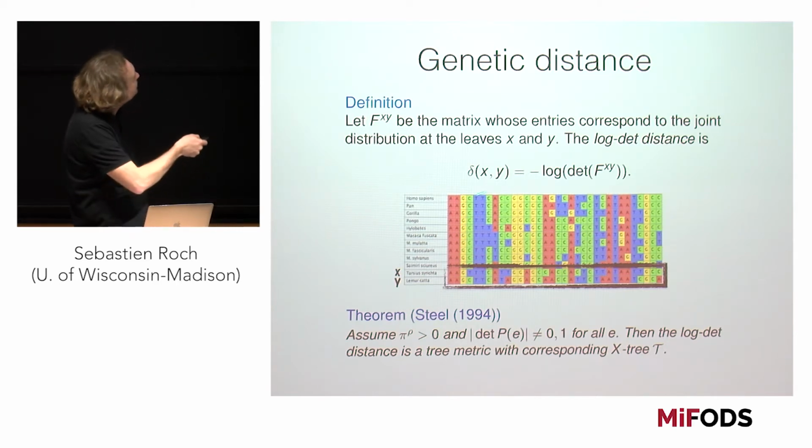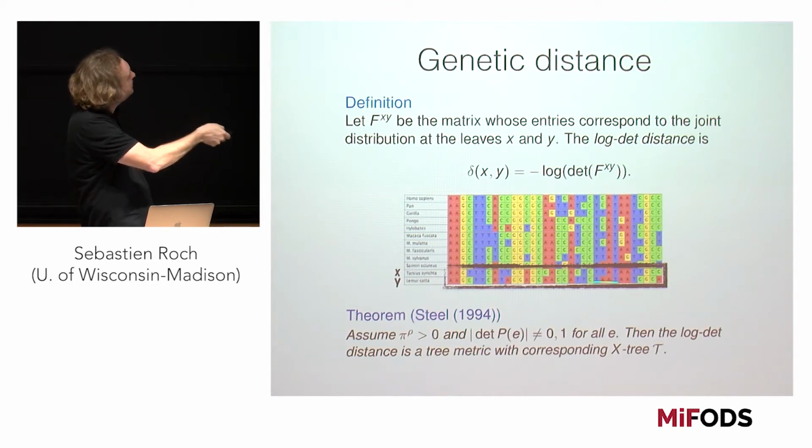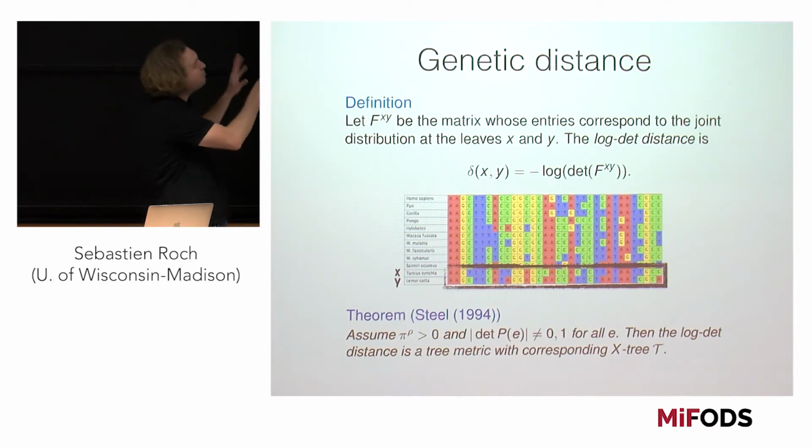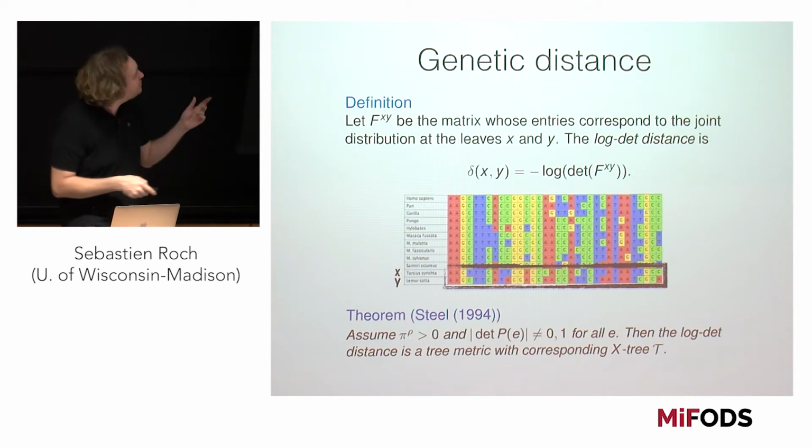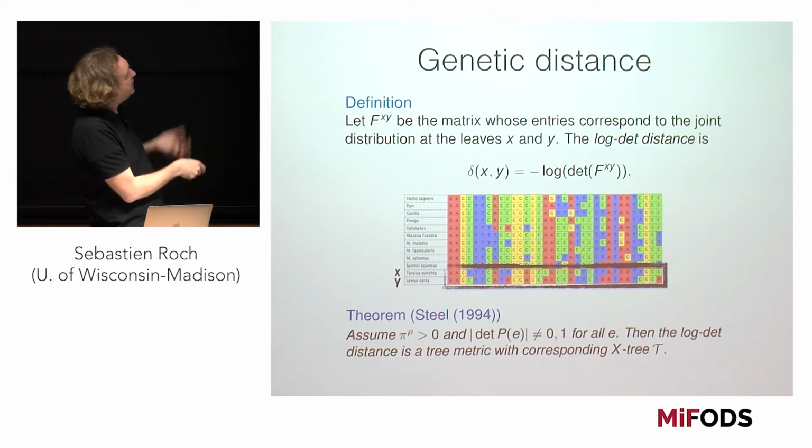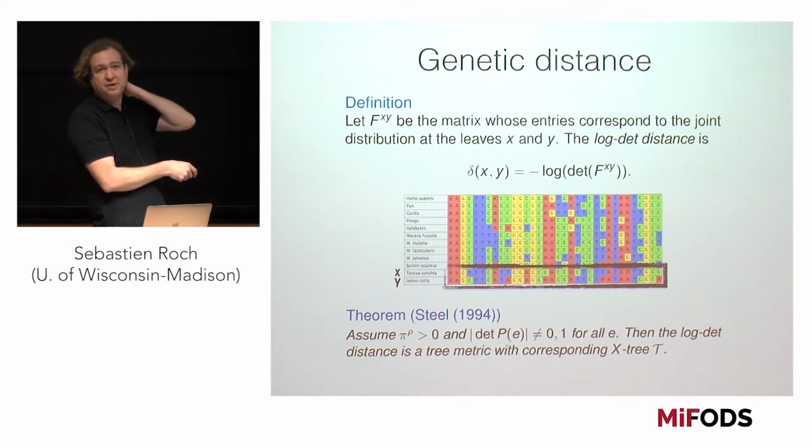And one standard way to do this is called a log-det distance. If f_xy is the joint distribution of two leaves, x and y, in my tree, and I look at the joint distribution of their positions, so how often do I see AA or GG or TC and so forth, that's going to be a 4x4 matrix. I take the negative log of the determinant of that, and I call that my metric.